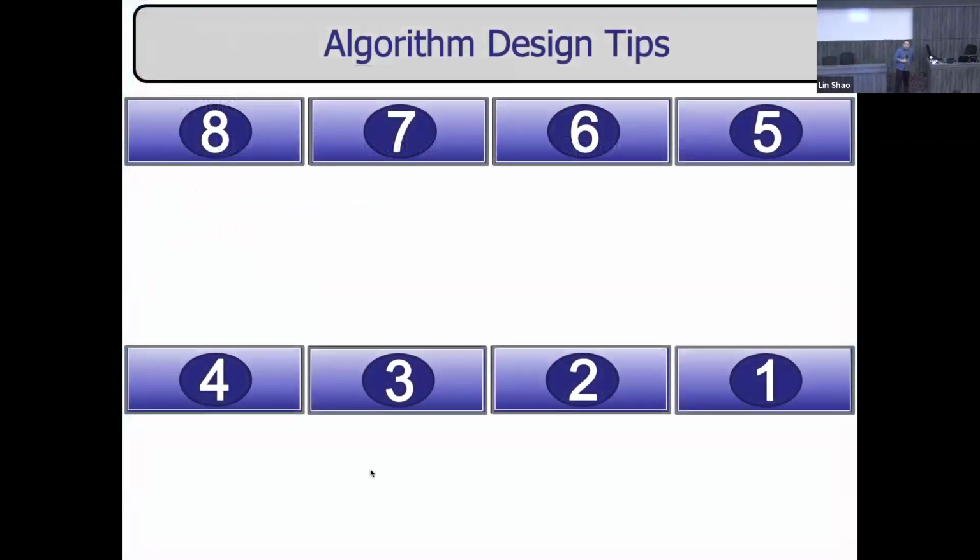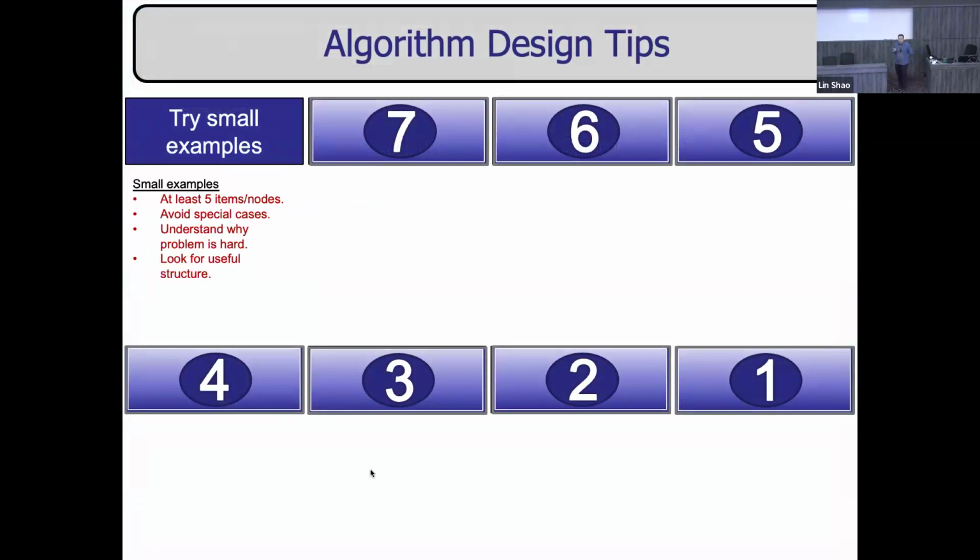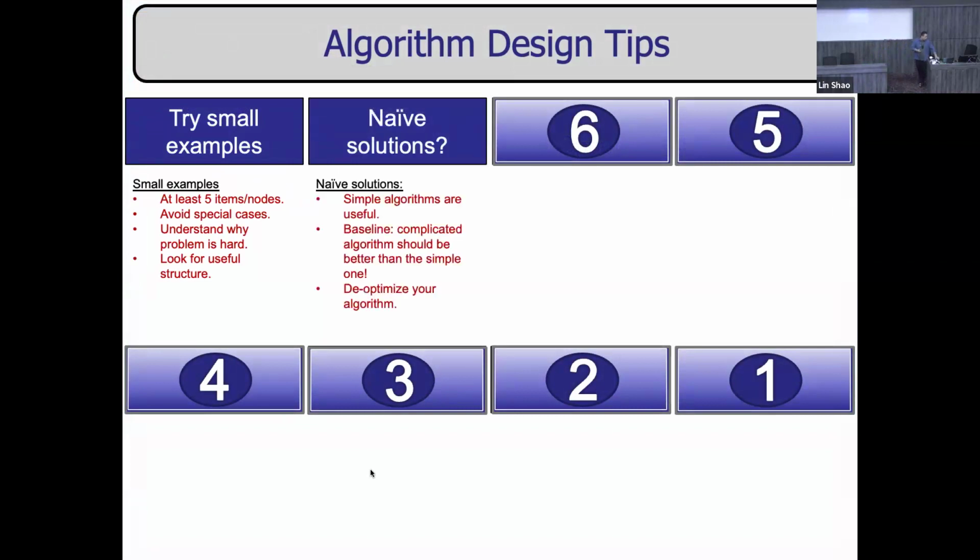Okay, there are also several algorithm tips we want to share with you. The first one would be to always try some small examples when you're trying to design or work with a problem and you don't know how to do it. Always try with small examples. They will help you to understand the structures, right? The seventh one would be to start with naive solutions. Don't worry, it's okay for you to come up with naive solutions because these simple algorithms are useful, and they also become a baseline for you to develop more complicated algorithms.